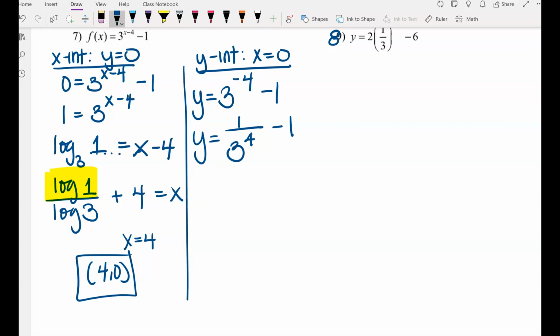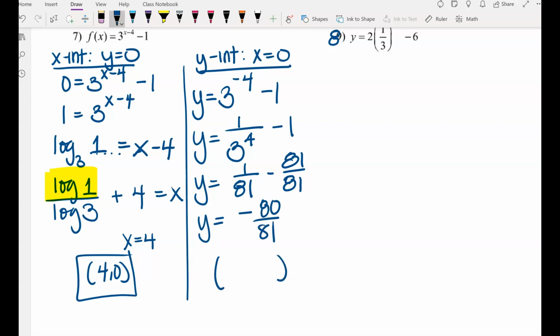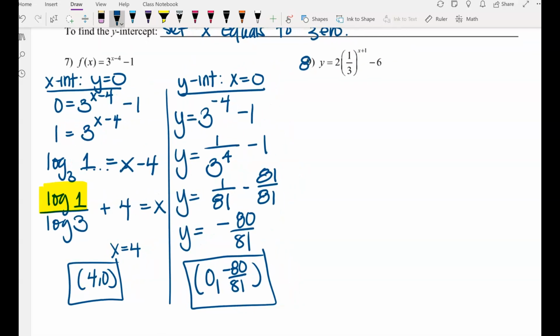Now 1 divided by 3 to the 4th, 3 to the 4th is 81. Okay, now minus 1, I'm going to make this into a common denominator of 81 over 81. So y-intercept is at negative 80 over 81, and we want to write it as an ordered pair, just like that. Oops, I meant negative 80 over 81. Voila.